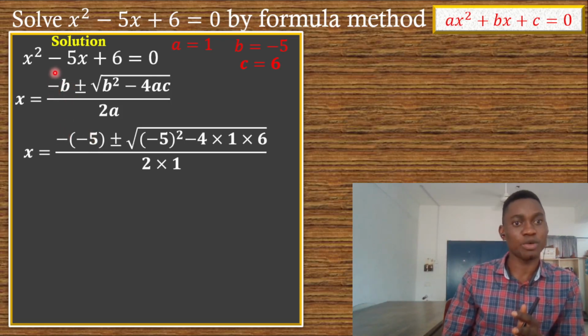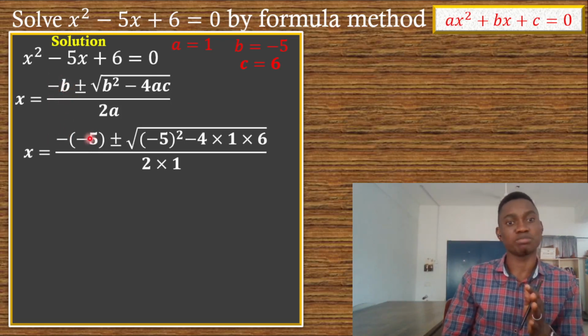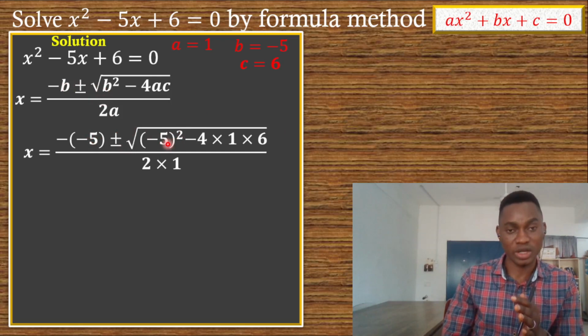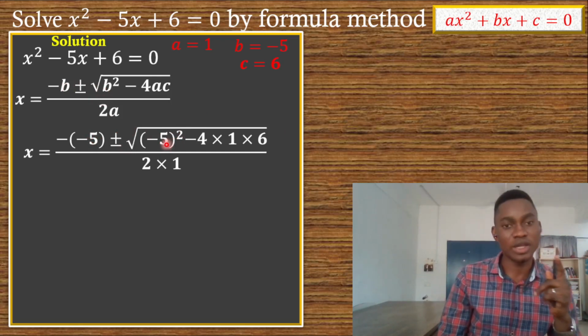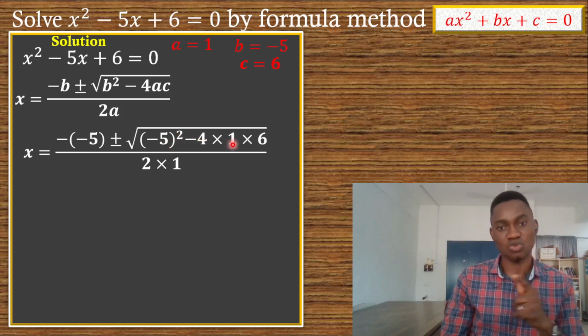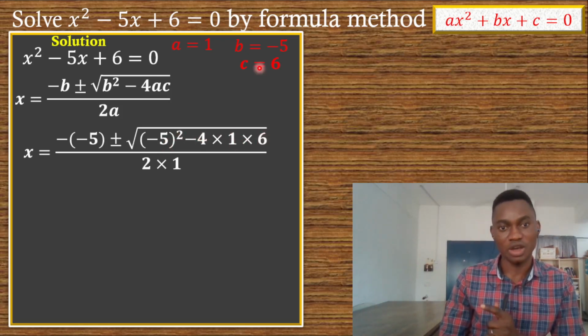Watch my pointer. So b already is minus 5. Then we move on: plus or minus the root of b squared, that is minus 5 squared. Don't forget, minus 5 will be enclosed in the bracket, squared everything. Then minus 4 times 1, what is 1? a. Times 6, what is 6? c. All over 2a, that is 2 times 1.